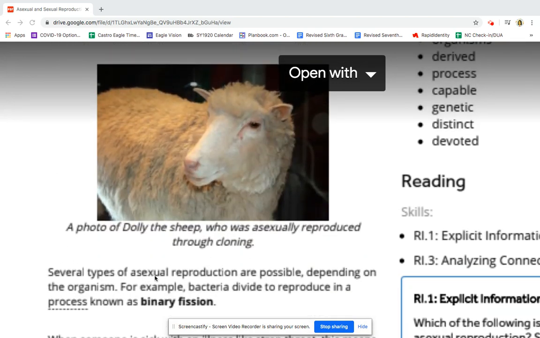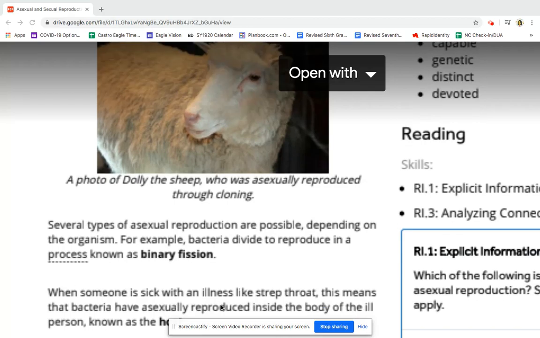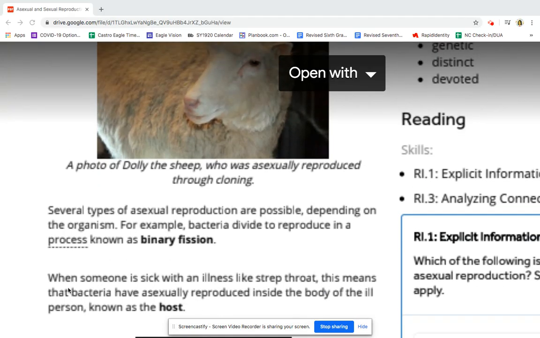Several types of asexual reproduction are possible, depending on the organisms. For example, bacteria divide to reproduce in a process known as binary fission. When someone is sick with an illness like strep throat, this means that bacteria have asexually reproduced inside the body of the ill person, known as the host.